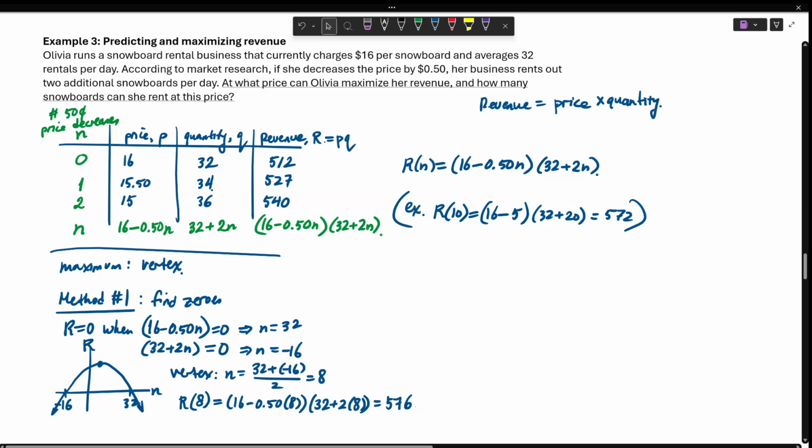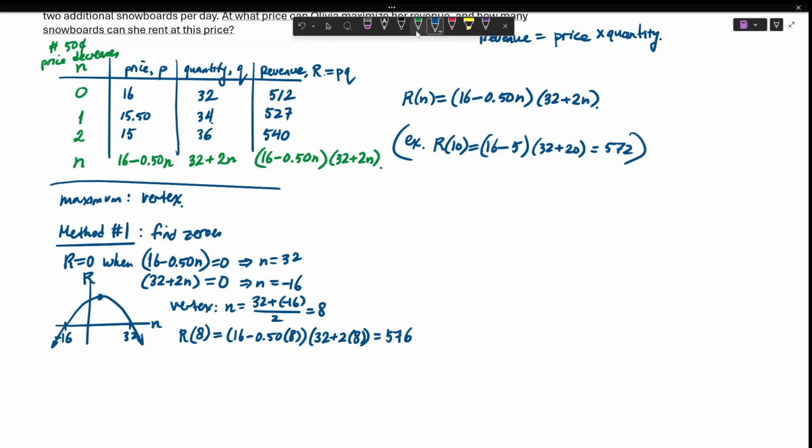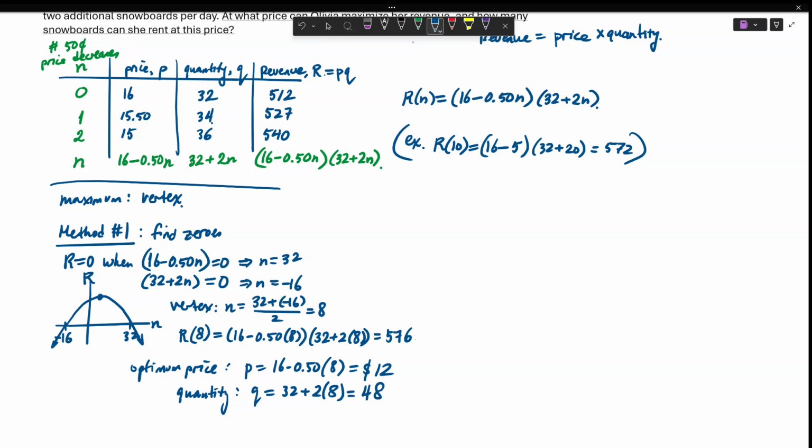To finish up the question, the question is asking what's the optimum price and how many snowboards can she rent? The price is not 8. Remember n is the number of price decreases. So the optimum price is 16 minus 0.5 times n, which is 8. That's 12. $12 per snowboard rental. And then the quantity is going to be 32 plus 2n, or 2 times 8. So it's going to be 48 rentals at this price.